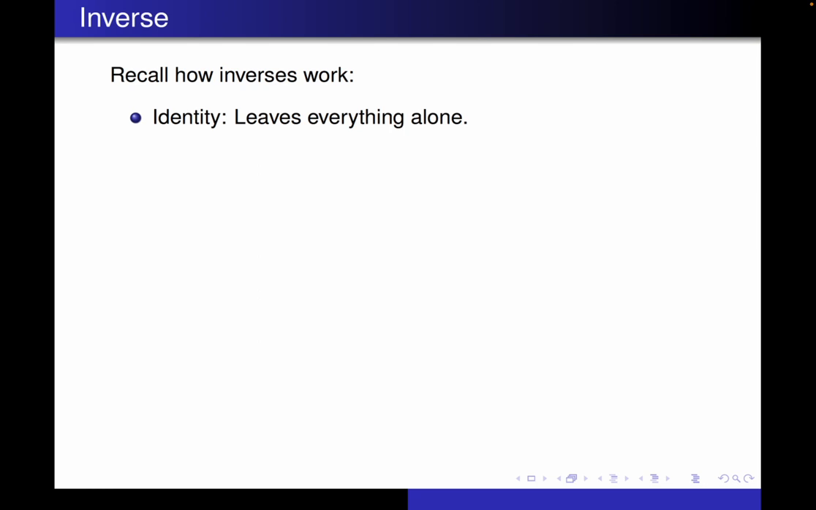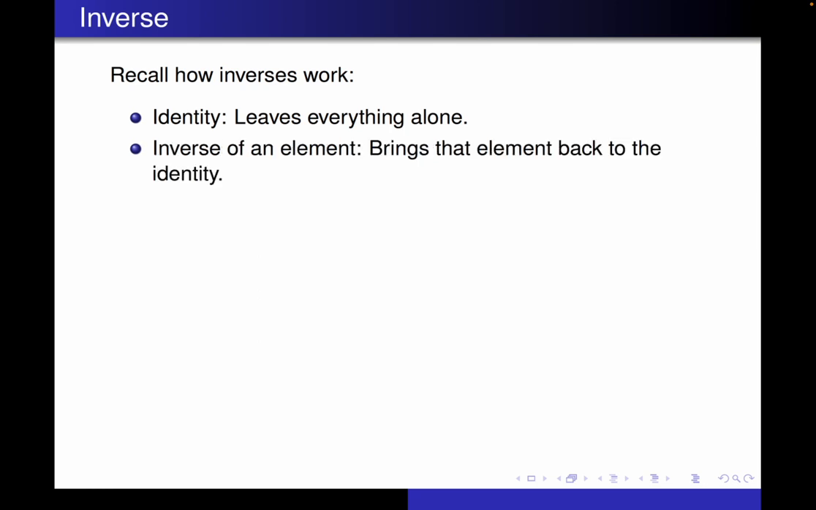So if it leaves everything alone when you add it, that's an additive identity. If it leaves everything alone when you multiply it, that's a multiplicative identity. Once you have an identity, the inverse of an element is an element that brings that element back to the identity when you do the operation. So for additive inverse, that means you add it to the original element to get you back to additive identity. Or for multiplicative inverse, that means you multiply it by the original element to bring it back to the multiplicative identity.